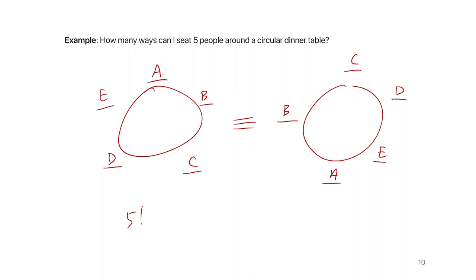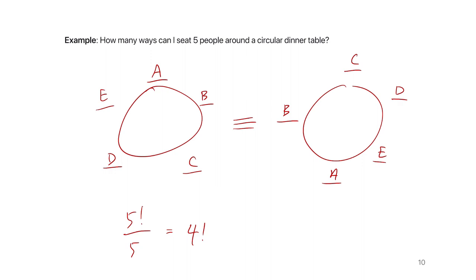So in these circular cases, like how many ways can you seat N people around a circular dinner table? How many ways can I rotate this? Well, 5, right? Because who could be in the top spot? It could be A, B, C, D, or E. And I could just rotate it 5 times. So in this case, it's actually 5 factorial over 5, which is 4 factorial.